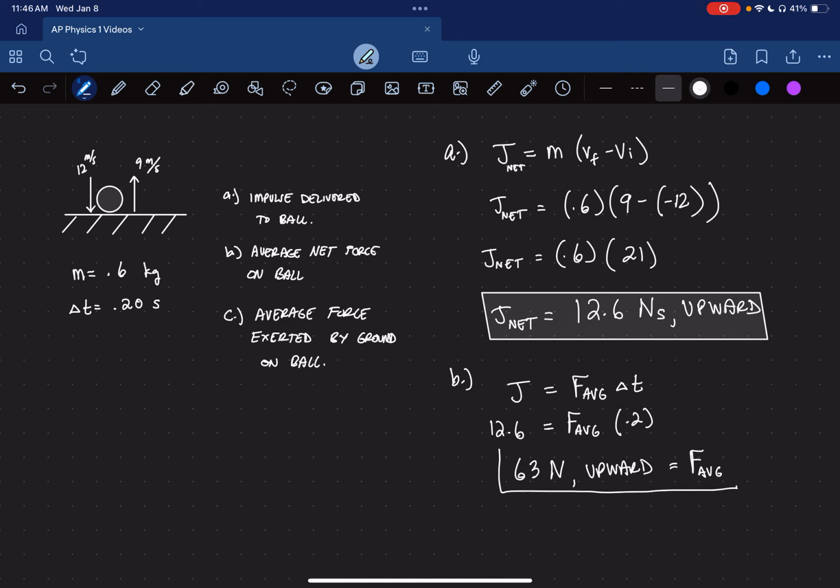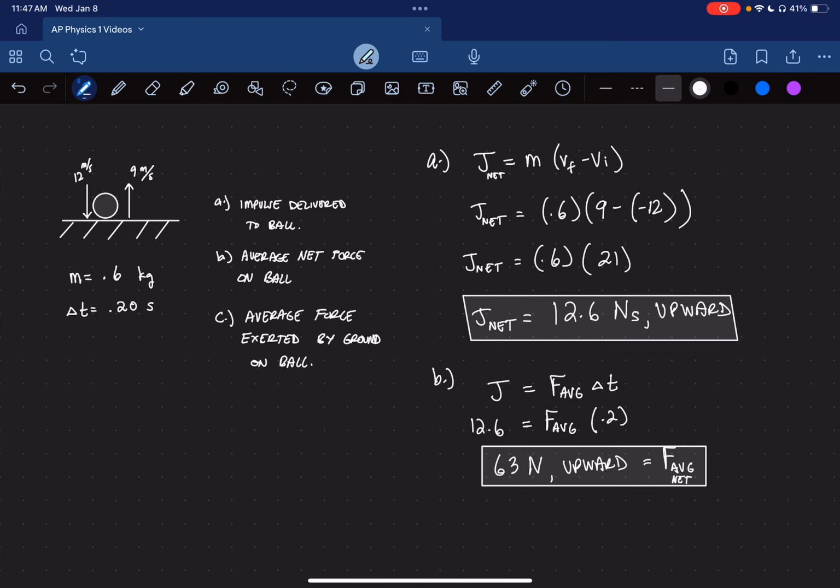63 newtons upward. It's the average, but also the net. This is the net force. You might be wondering, why do I keep making the distinction that it's the net force? Which has to do with part C, but let's start with a free body diagram.